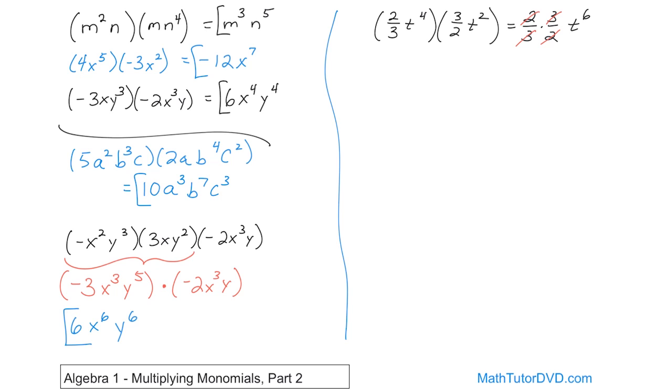And when you write it like that, then you know that all you have at the end of the day is t to the 6th power, because everything's divided out. So however you want to handle it is fine. The final answer is t to the 6th power.